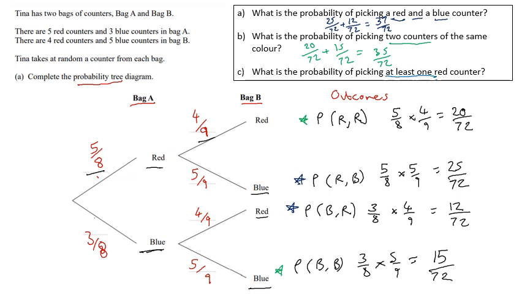Well, how could that happen? Well, I could pick red and then red, because that would be at least one red. I could pick red and then blue, because that would be at least one red. Or I could pick blue and then red, because that would be at least one red. I couldn't pick blue and then blue.